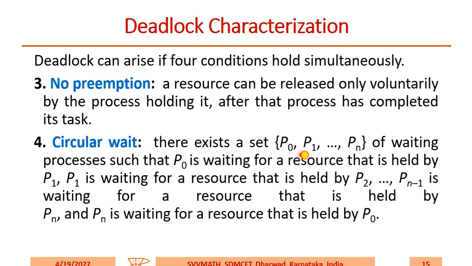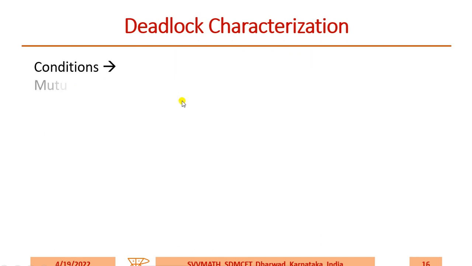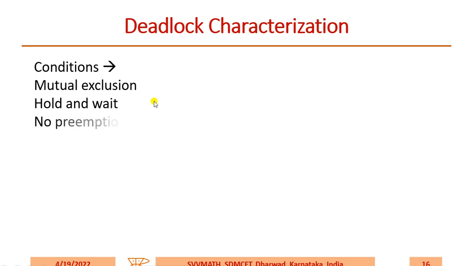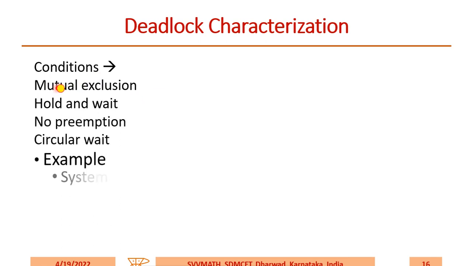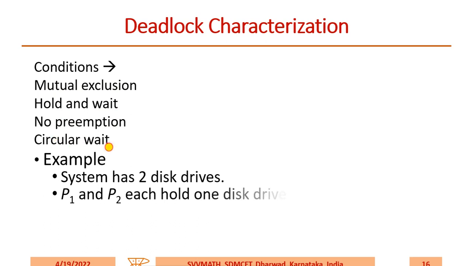Circular wait. There exists a set of processes P0, P1, and so on, waiting for a resource which is held by another process within this set. For example, P0 is waiting for a resource held by P1, P1 is waiting for a resource held by P2, P2 is waiting for a resource held by Pn, and Pn is waiting for a resource held by P0. Like that, the circular wait exists. So these are the four conditions. If all four conditions are true, then only the deadlock may occur. The conditions are mutual exclusion, hold and wait, no preemption, circular wait.